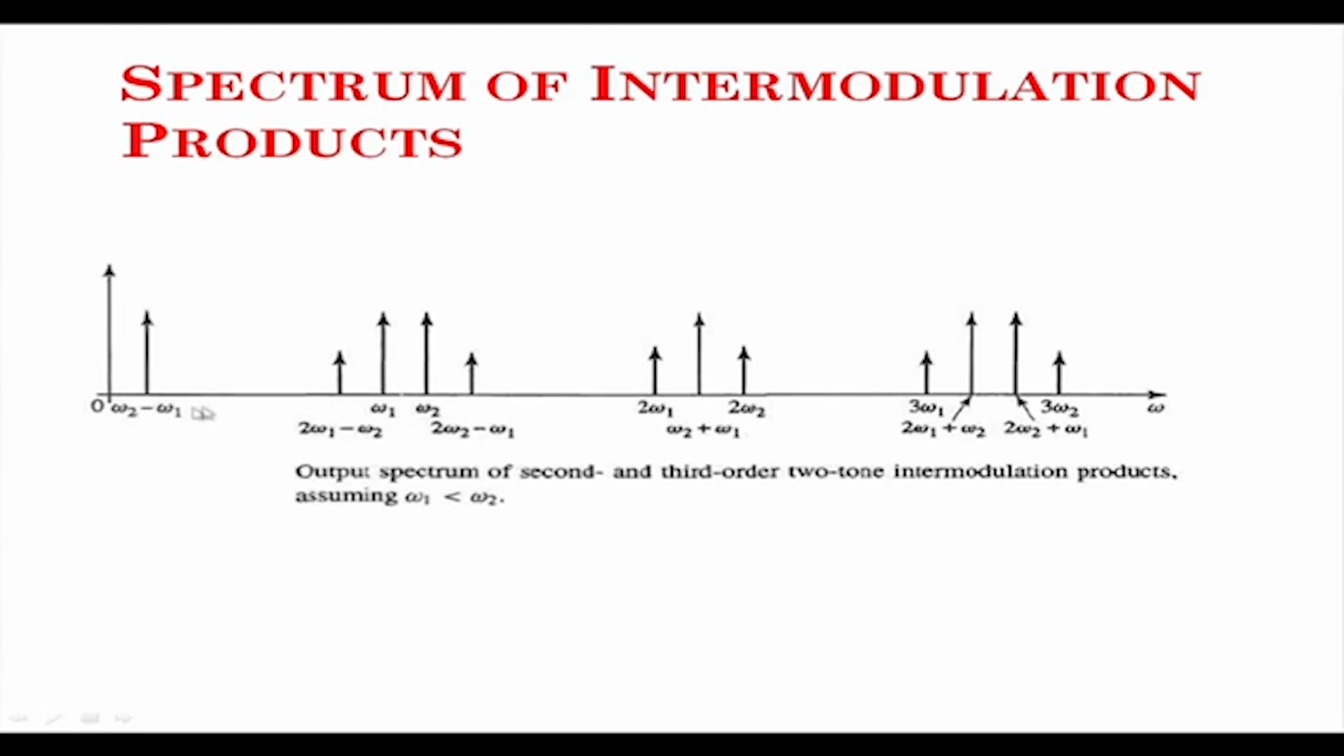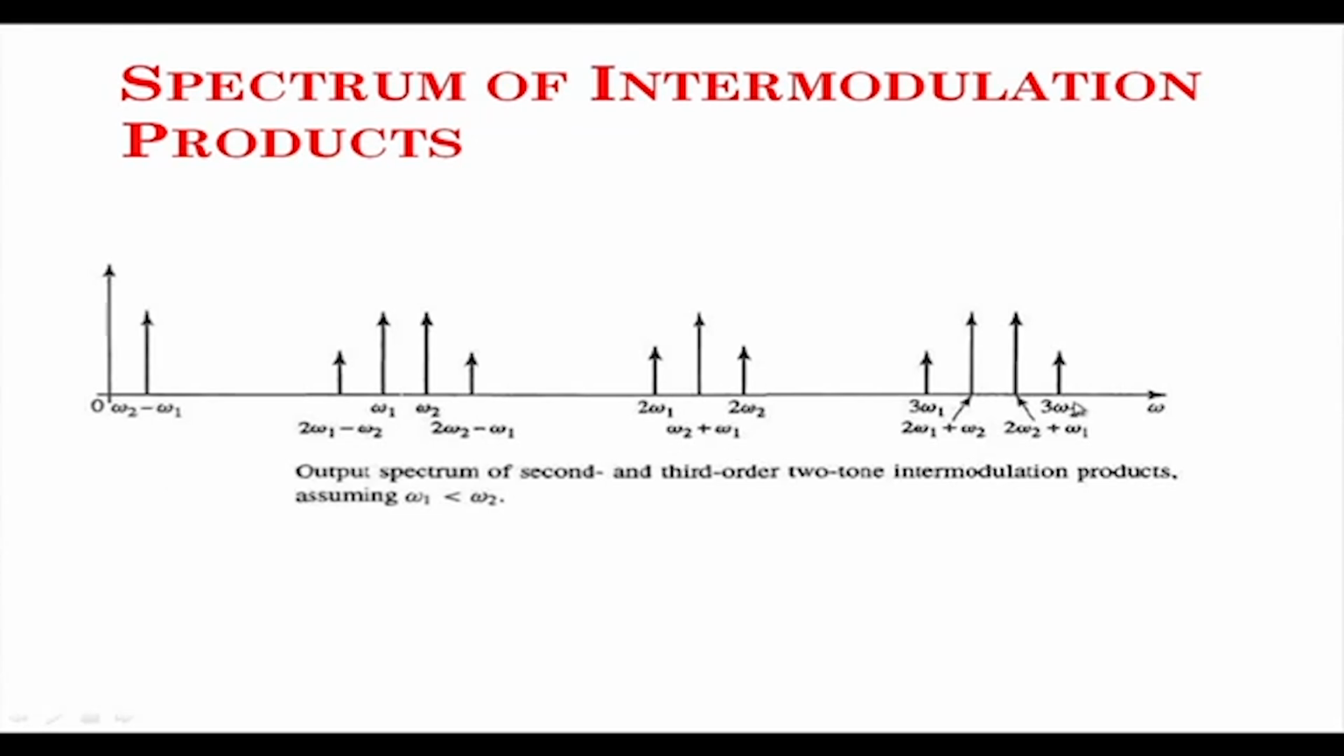Now, you see that DC is far away. Generally, this omega 1, omega 2 are RF frequencies. So, DC is far away. Omega 2 minus omega 1, that means this is the second order intermodulation, that is near this DC, because omega 1 and omega 2 are nearby. Similarly, 2 omega 1, it is double of that. So, it is far away from this zone. 2 omega 2, that is also far away. Omega 1 plus omega 2, far away.